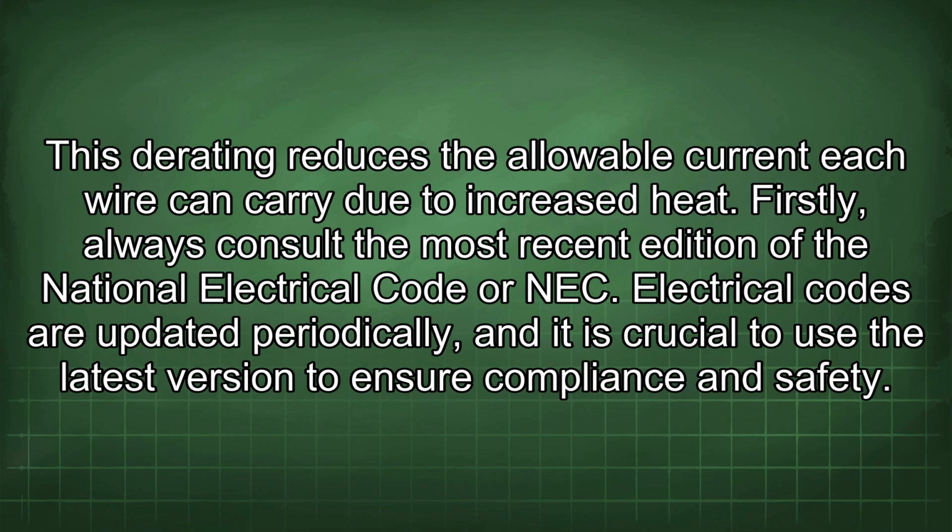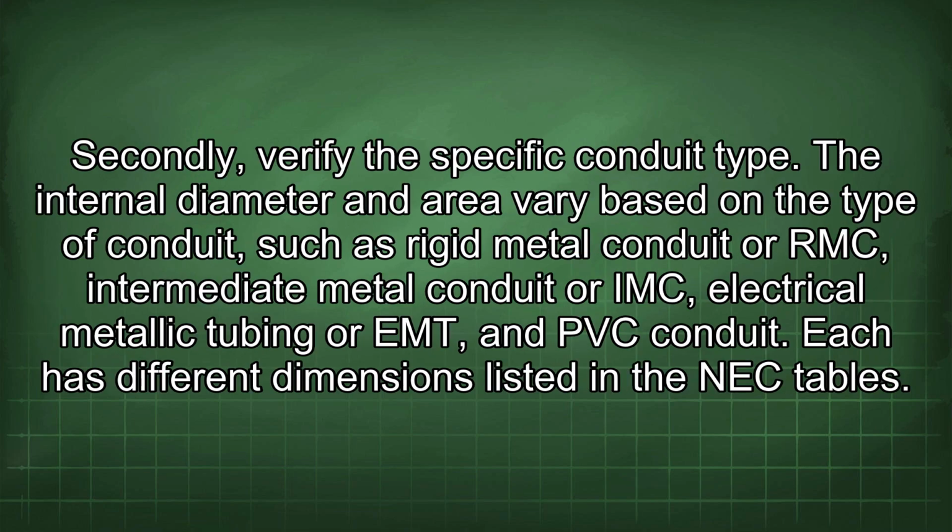Firstly, always consult the most recent edition of the National Electrical Code, or NEC. Electrical codes are updated periodically, and it is crucial to use the latest version to ensure compliance and safety. Secondly, verify the specific conduit type. The internal diameter and area vary based on the type of conduit, such as rigid metal conduit or RMC, intermediate metal conduit or IMC, electrical metallic tubing or EMT, and PVC conduit. Each has different dimensions listed in the NEC tables.